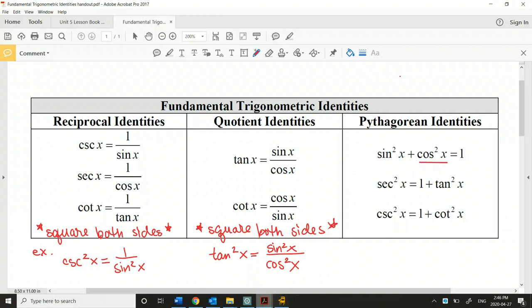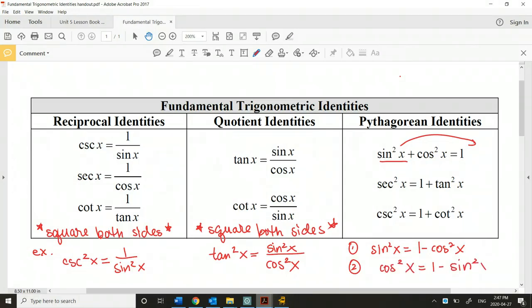But I can take cos squared x, for instance, and move it to the opposite side of the equal sign. So when I do that, I get that sine squared x is equal to 1 minus cos squared x. And if we imagine keeping the cos squared x and moving the sine squared x instead, I would get a second rearranged version, which would say that cos squared x is equal to 1 minus sine squared x. So I'm going to ask you to add that to your fundamental trig identity sheet as well.